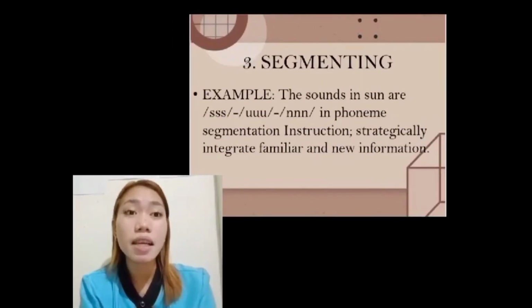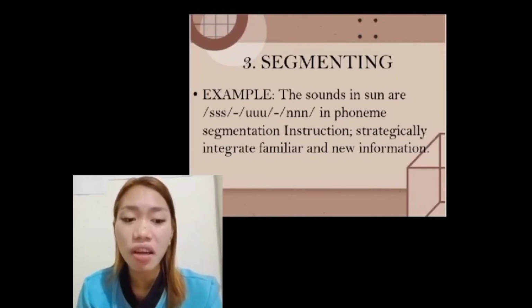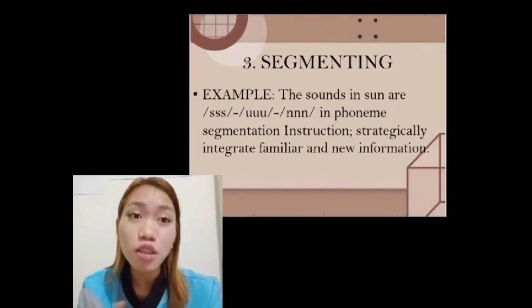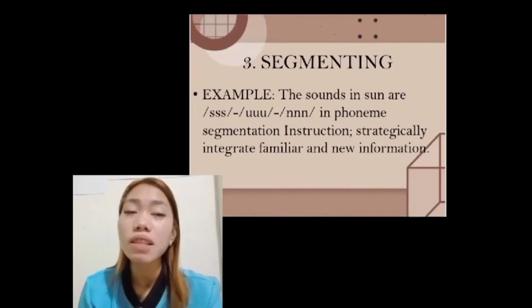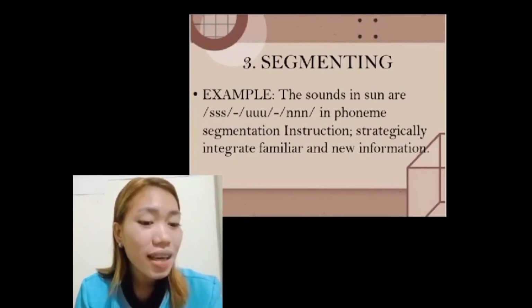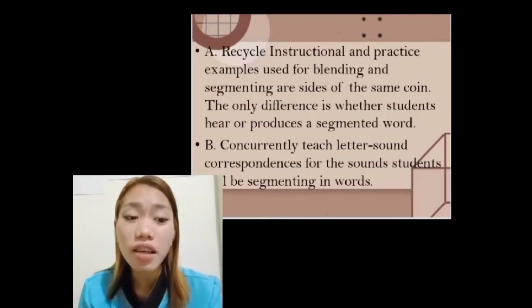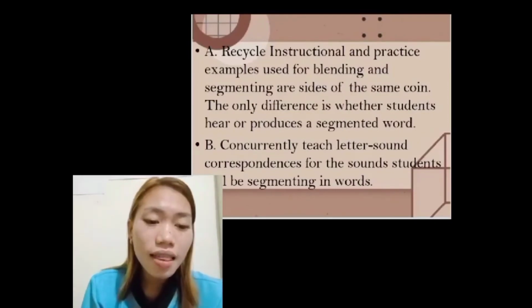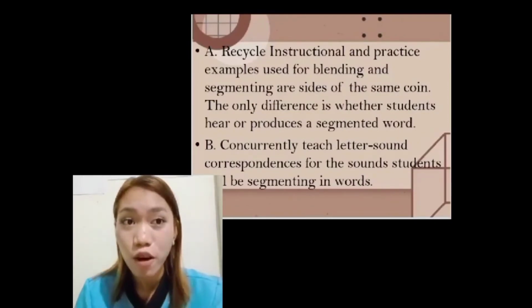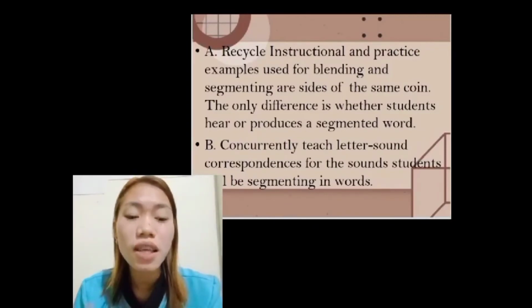Next, it is the segmenting. So, for example, the sounds in sun are S-U-N. In phoneme segmentation instruction, it is strategic to integrate familiar and new information. So letter A, recycle instructional practice examples used for blending, and segmenting are sides of the same coin. The only difference is whether students hear or produce a segmented word.